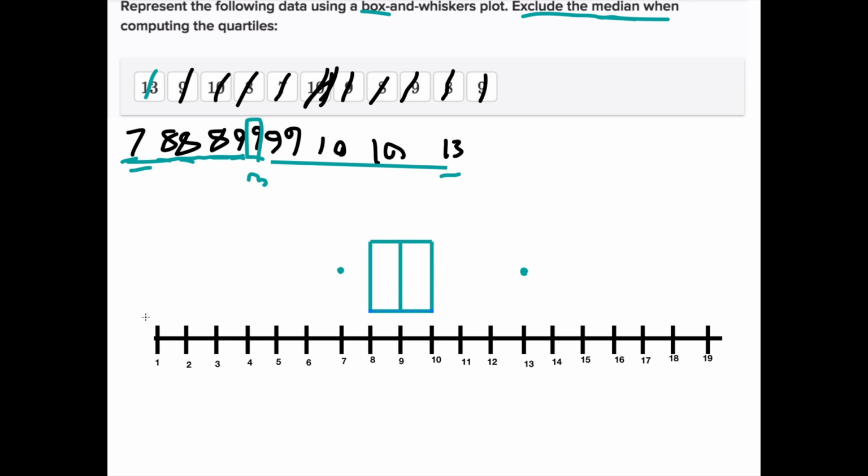That is our box. And now here are the outliers. Perfect. There we go. Okay, so now we have a perfect representation, a perfect box and whiskers plot. Now, that is what a box and whiskers plot is.